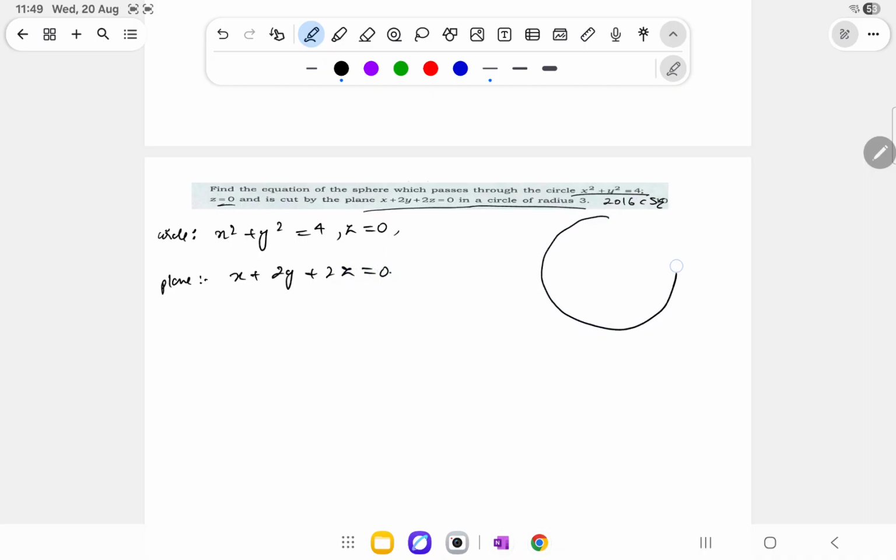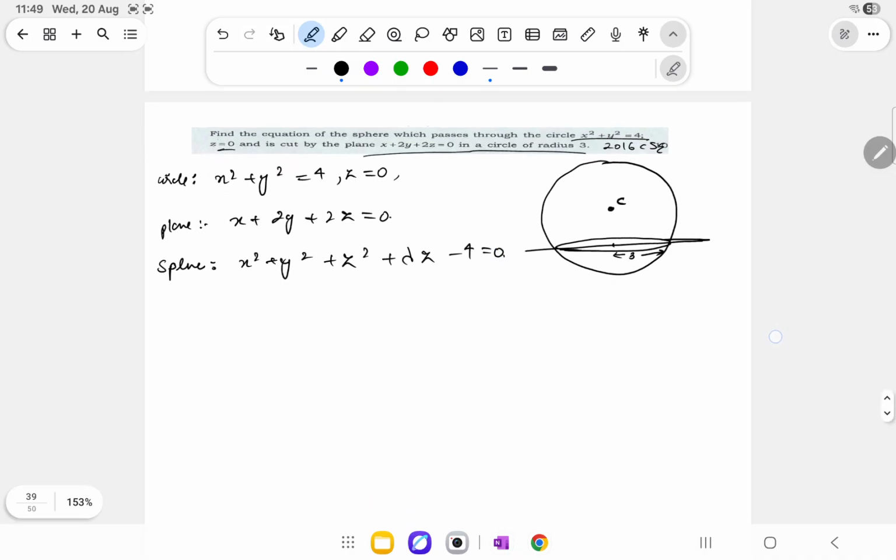If this is my sphere and this is the required plane which cuts the sphere, then the circle formed by the intersection of the plane and sphere is of radius 3. So this is my 3, and here C is the center of the sphere. The equation of any sphere which passes through the circle will be of the form x square plus y square plus z square plus lambda z minus 4 equals 0.